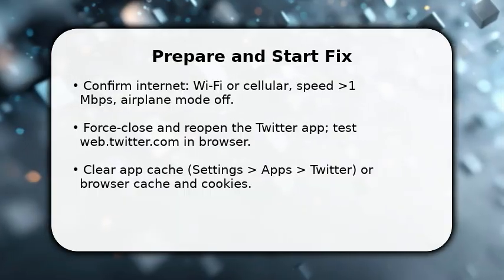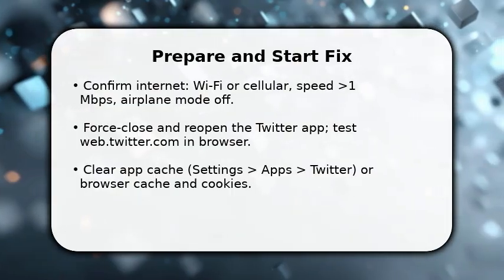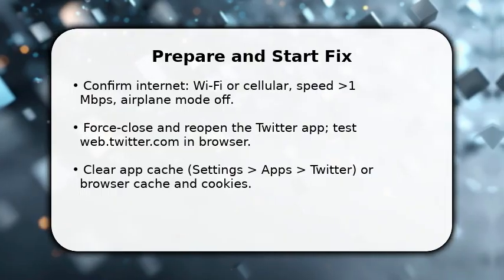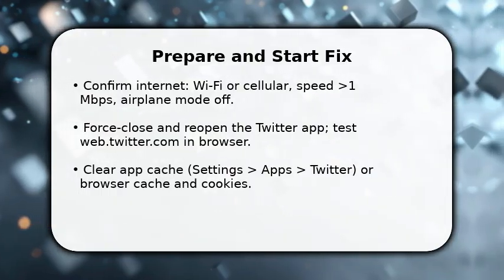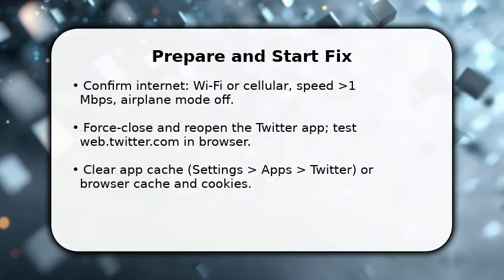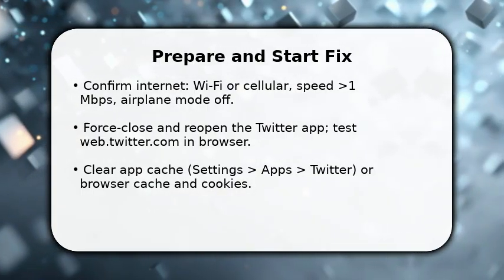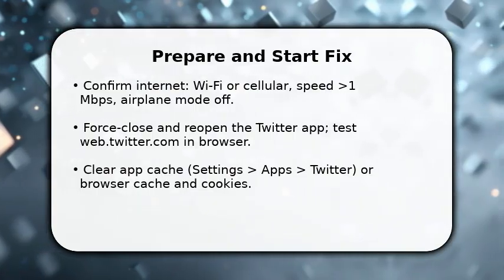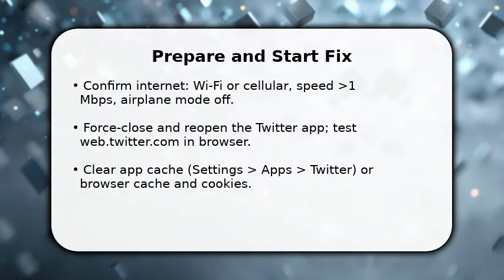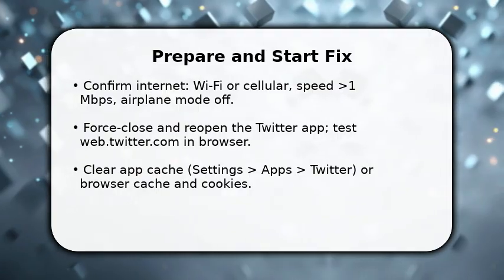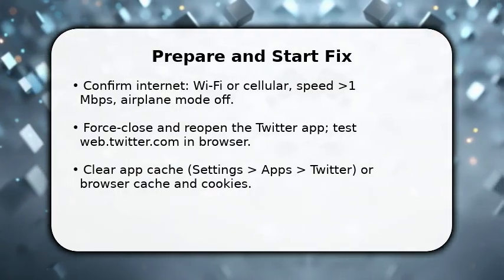You're starting with essential checks and the first fixes. First, confirm your connection, Wi-Fi versus cellular and airplane mode off, because Twitter needs a live link. Once done, force close the app and reopen it to reset transient errors. Make sure to try web.twitter.com in a browser to isolate app versus network problems. Then clear the app cache or your browser cache and cookies to remove corrupted files that commonly block page loads.